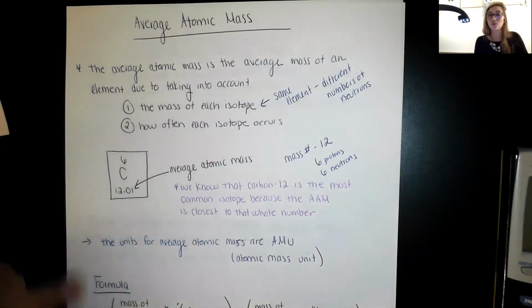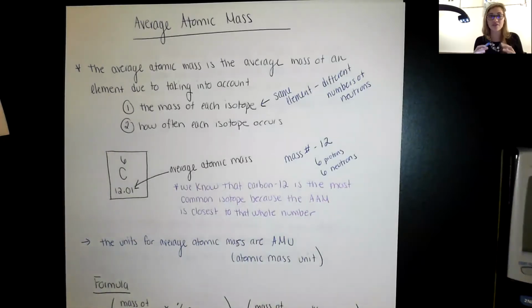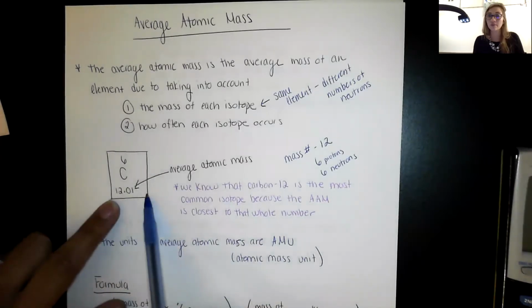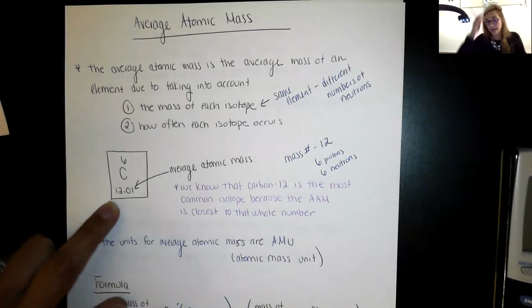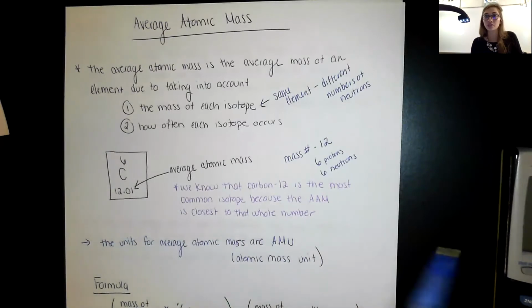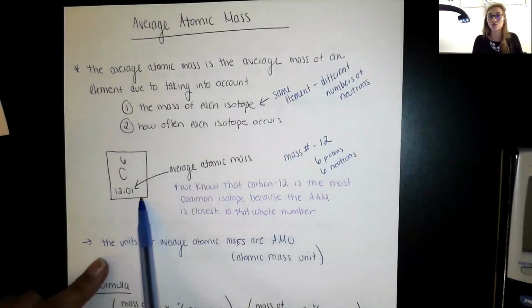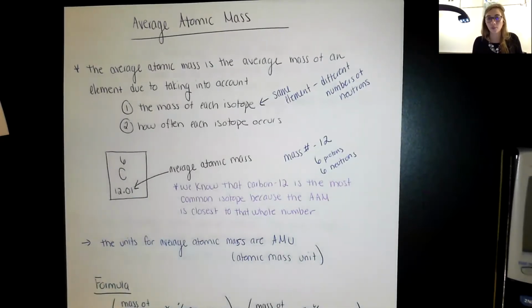It's because we have many isotopes of carbon, and when we average them all together, you get a number that's a little bit larger than 12. The more often a particular isotope occurs, the more times it factors into this average, so that number is closest to it. We're going to talk a little more about that in a minute.